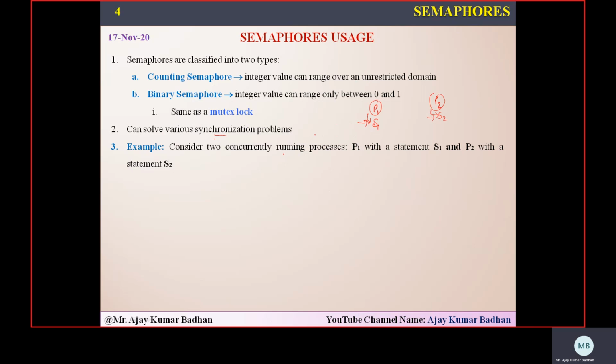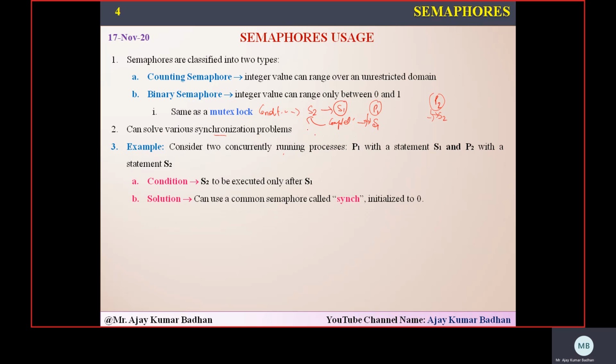Now, there is a condition here. What is the condition? S2 can execute only when S1 completes. S1 should complete, then only S2 can execute. That is the condition I am going to place. S2 can be executed only after S1 has completed, meaning the process P1 should complete the execution first, then only P2 should be given the chance to execute.